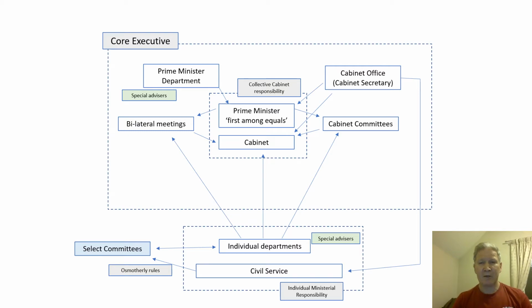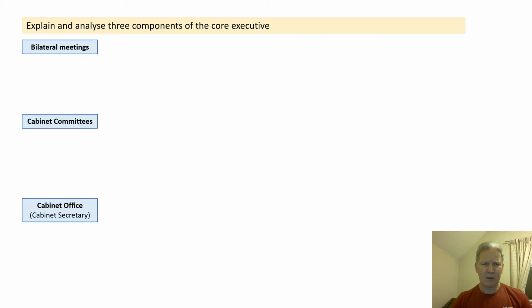Okay, here's our second knowledge retrieval exercise. What I want you to do is see what you remember about these three key components. They're important because they allow you to explain and also analyze where power really lies. Once again, we're thinking about bilaterals, cabinet committees, and the cabinet office. Give yourself 4 minutes again. Pause the video now. Go.